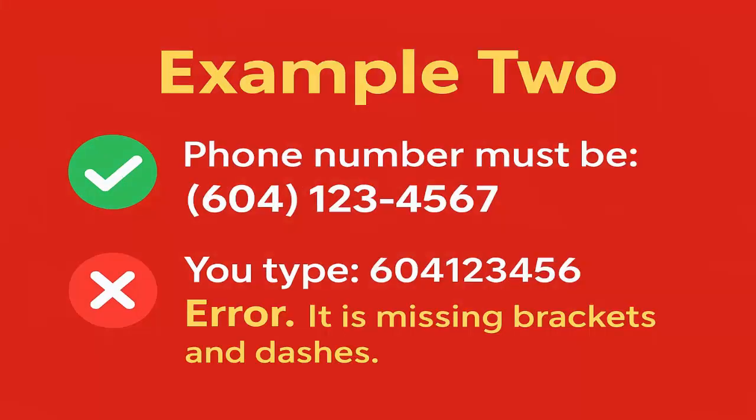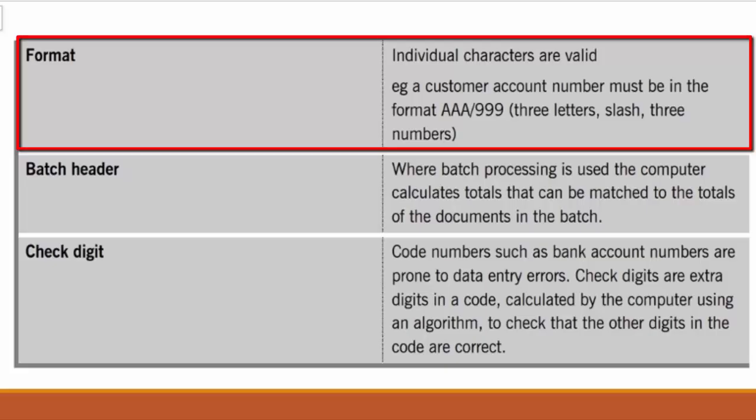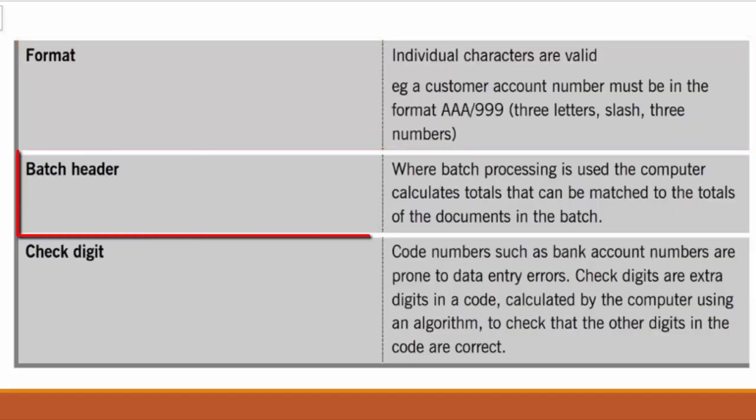Wrong format. Example 2. Phone number must be 604-123-4567. You type 6041346, error. It is missing brackets and dashes. Why is this important? If the format is wrong, the computer cannot match or organize the data. For example, emails without @ will never work.